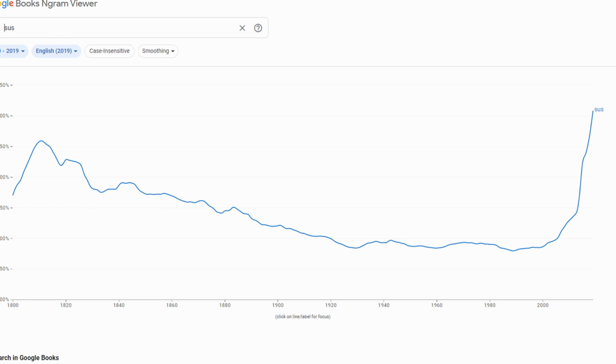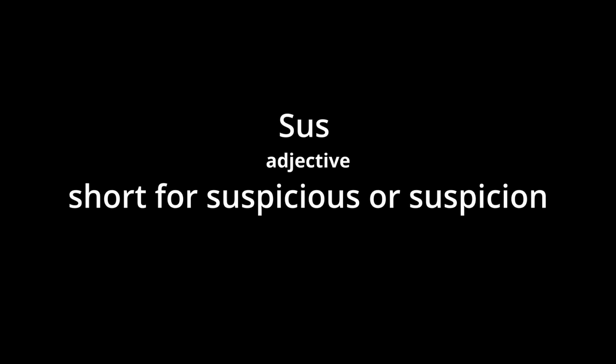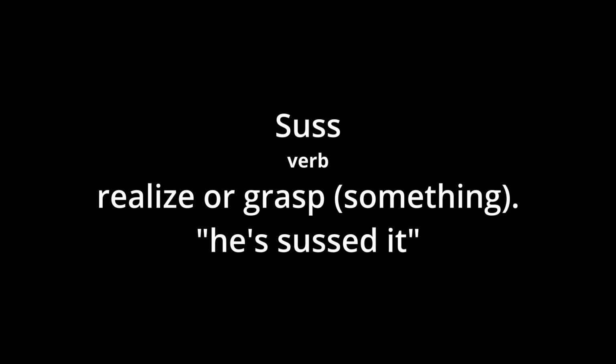The word sus has gotten incredibly popular, but where did it come from, and why was it used way back in the 1800s? Let's find out. Sus, spelled S-U-S, is an abbreviation of the word suspicion, spelled like this. But a more common word is suss, S-U-S-S, which means to realize or to grasp. Sus and suss are completely different words, but they originate from suspicion or suspicious.